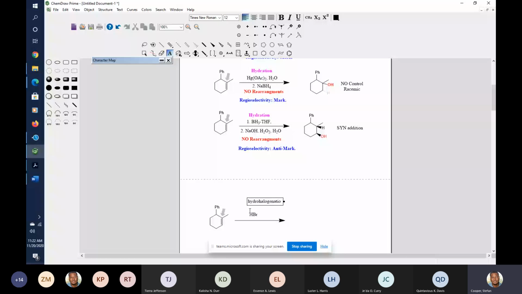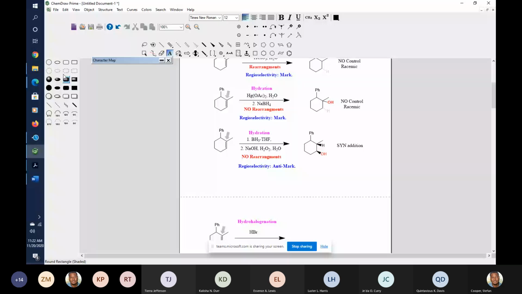All right, can you tell me something about its selectivity, regioselectivity? Can you tell me where the groups typically go? Is this a Markovnikov or anti-Markovnikov? You guys remember? So, all right, this one, unfortunately, is prone to rearrangements. Put that here.